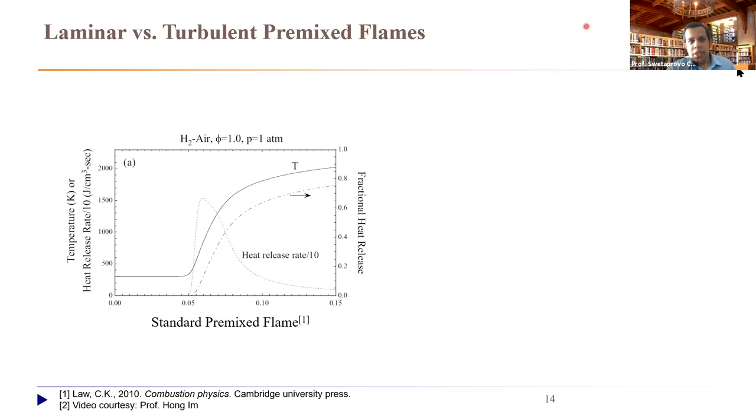So laminar and turbulent premixed flames, of course, the objective is to understand turbulent premixed flames. But how do you analyze the turbulence flame interaction, the interaction of turbulence with a premixed flame? Let's take a look into the standard premixed flame structure. A standard premixed flame is a planar, laminar, unstretched flame in a doubly infinite domain.